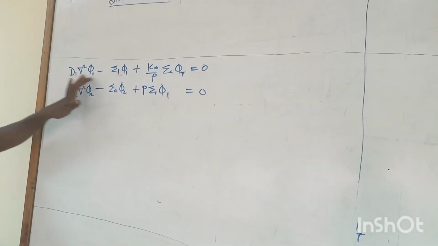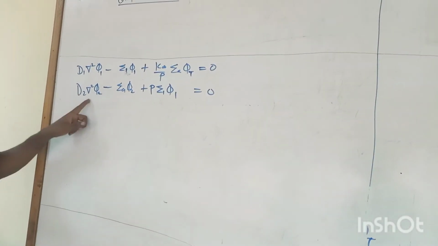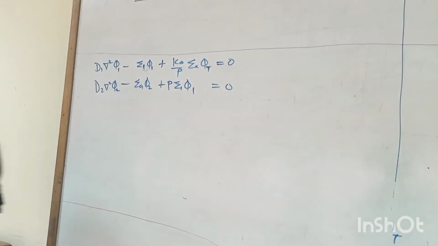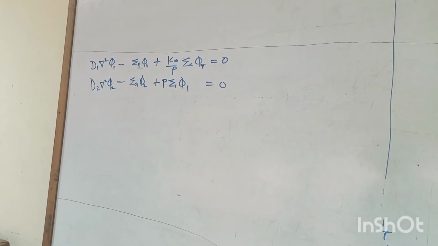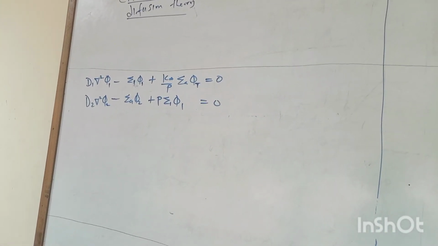So this is the diffusion equation for the first group. This is the diffusion equation for the thermal group. Now, what we are going to do now is we are going to solve this thing.